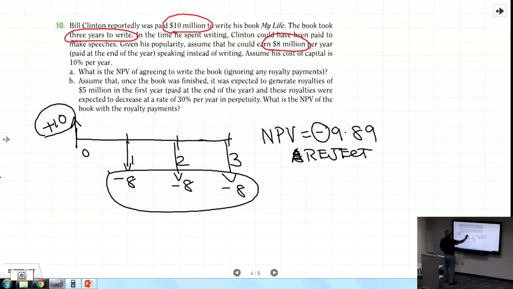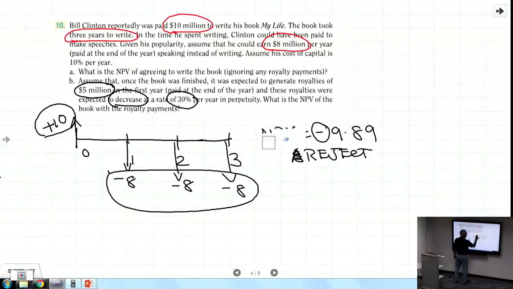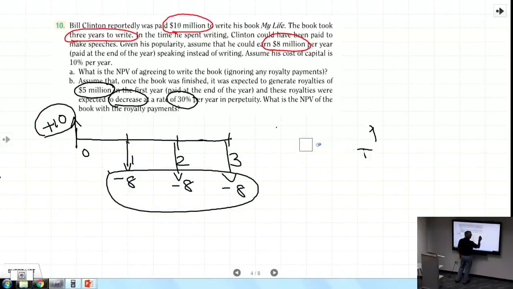And the additional information is that once the book is finished, so after 3 years, it will generate royalties. And those royalties will be 5 million for the first year, and then these royalties decrease, not increase, decrease at the rate of 30% into perpetuity. What will be the new net present value? Based on that information, can this be reevaluated? So initially it was negative.